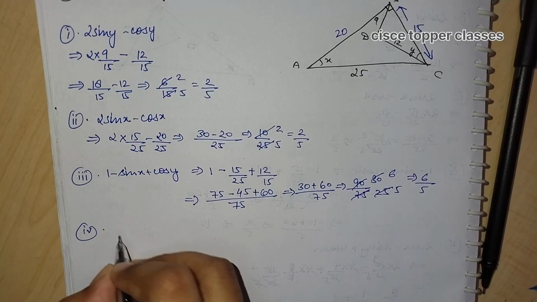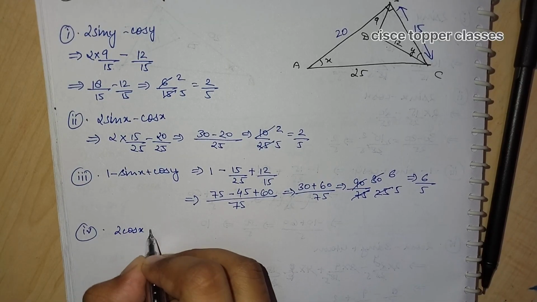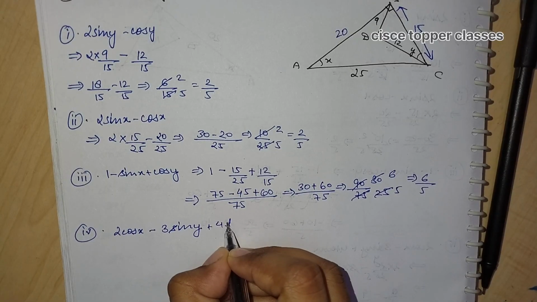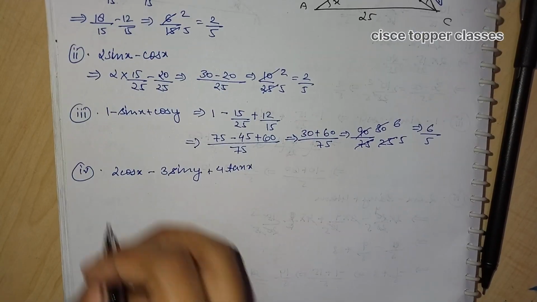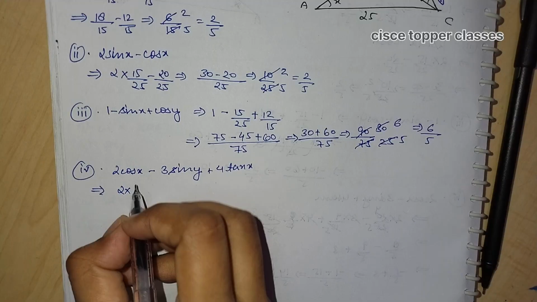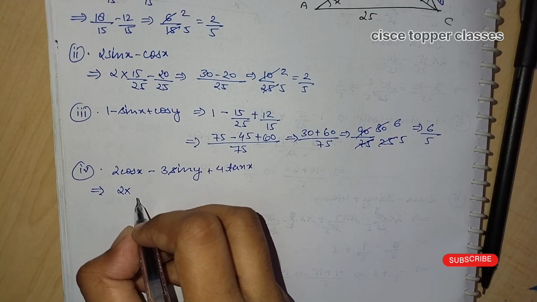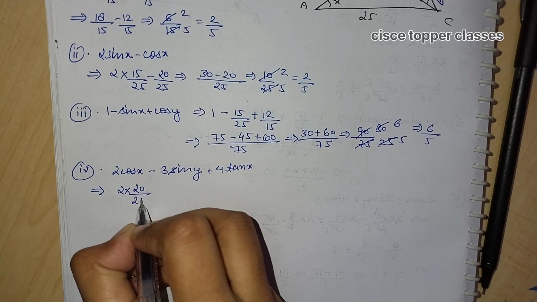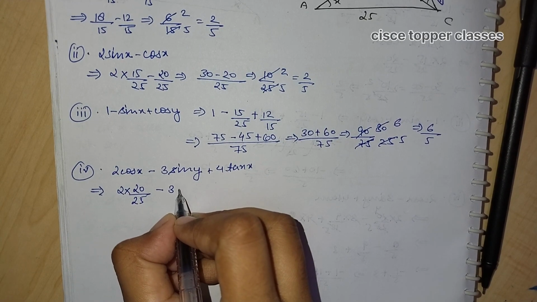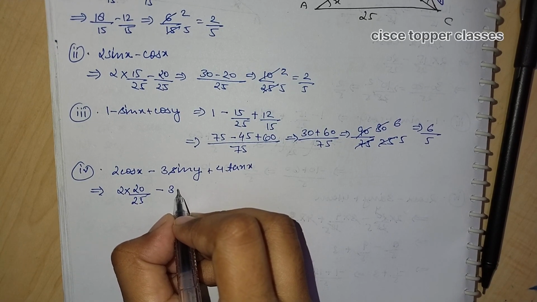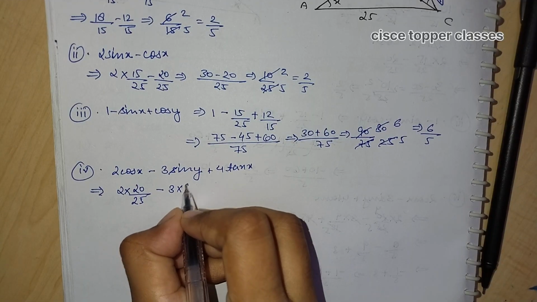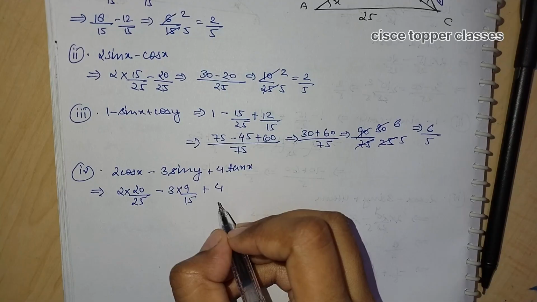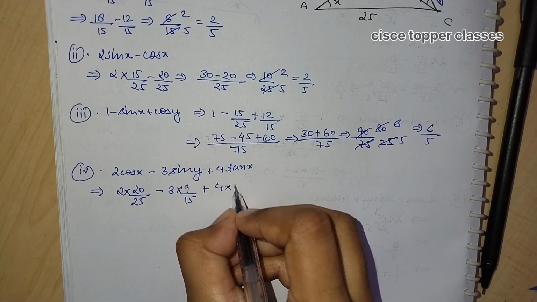Now the fourth question which we have to solve is 2 cos x minus 3 sin y plus 4 tan x. So this will be 2 into cos x, which is base by hypotenuse, so 20 by 25, minus 3 sin y. Sin y will be height by hypotenuse, so it will be 9 by 15, plus 4 tan x. Tan x is height by base, so this will be into 15 by 20.